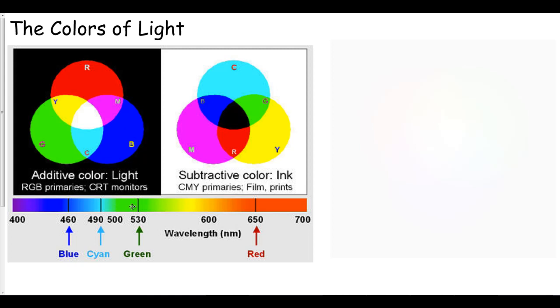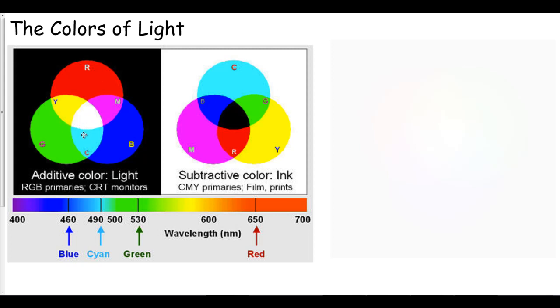So if we talk about additive colors, the three primary colors of additive light are red, green, and blue. Now, if I mix red and blue, I get a color called magenta. If I mix red and green, I get a color called yellow. And if I mix blue and green, I get a color called cyan. Now, if I mix all three of them together, I get white light. So white light is composed of all colors of light.